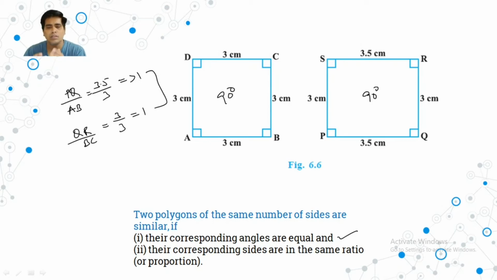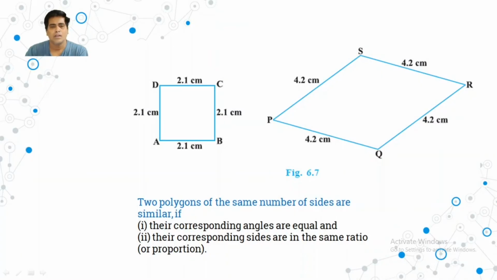So these two figures, quadrilateral ABCD is not similar to quadrilateral PQRS. Why? Because it should obey two conditions, but it is obeying only one condition. The sides are not in proportion. So clearly we can discard this one. These are not similar. So what about this one? By seeing the shape only we can discard this one. These are not similar.